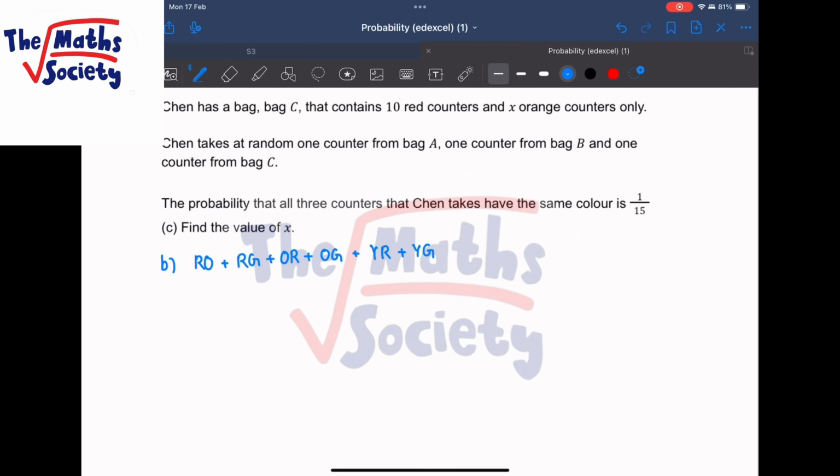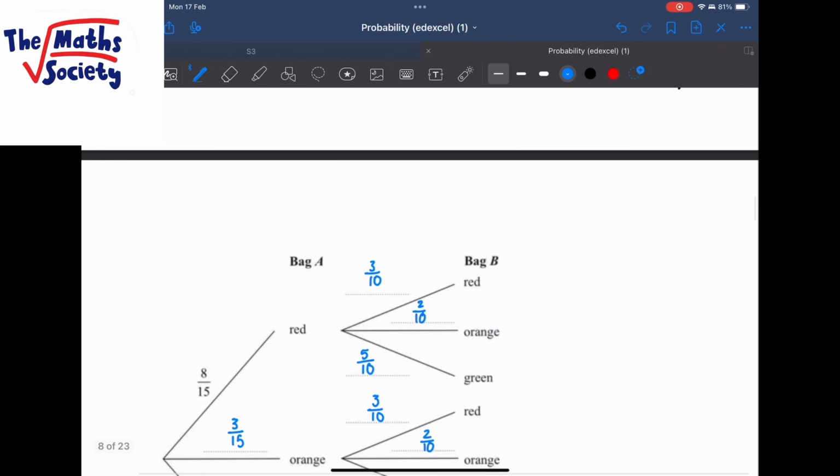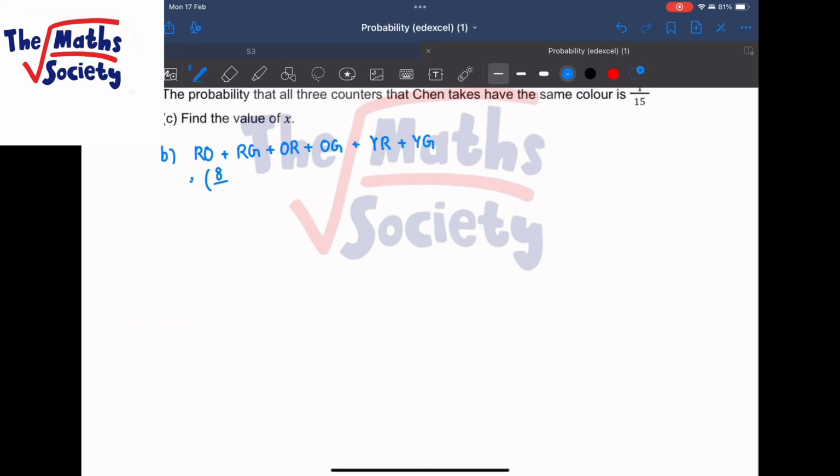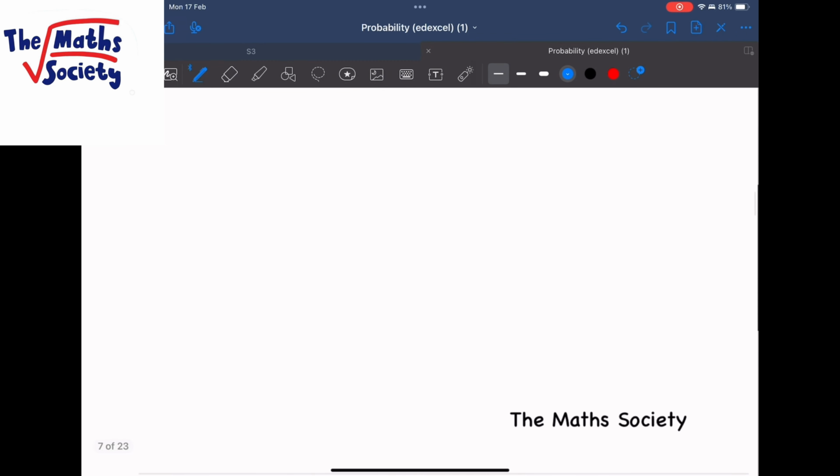Right, so there we just need to multiply. So red orange, which is 8 by 15 and 2 by 10, plus red green, 8 by 15. I think green was 5 by 10. Orange was 3 by 15, multiply red was 3 by 10. Orange 3 by 15. Green was 5 by 10. Yellow was 4, I think. Yep, 4 by 15.